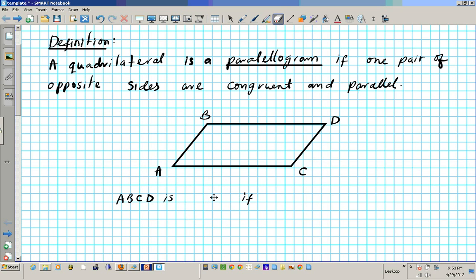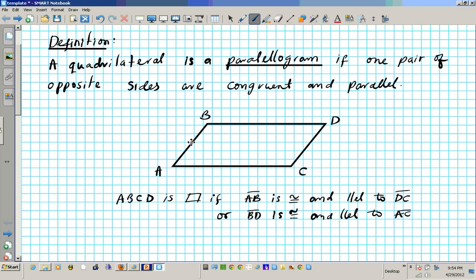This is a small parallelogram I'm trying to draw here. I keep messing it up. So parallelogram ABCD is a parallelogram if segment AB is congruent and parallel (shorthand for parallel to) segment DC, or segment BD is congruent and parallel to segment AC.